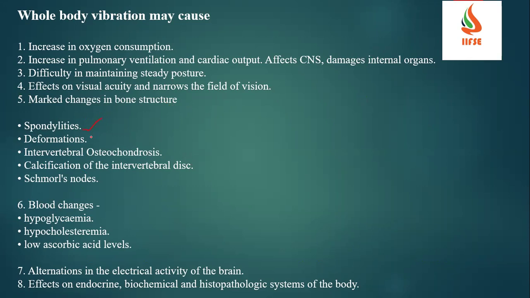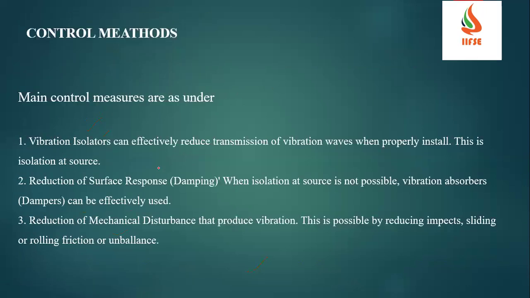Then spondylitis, deformation, and calcification of the intervertebral disc. Another disease will also be affected because of vibrations. Then blood changes, hypoglycemia, hypochloremia, low uric acid levels, and alterations in electrical activity in the brain. These also get affected, along with effects on the endocrine, biochemical, and hypothalamic systems of the body. These are the other effects due to whole body vibration.